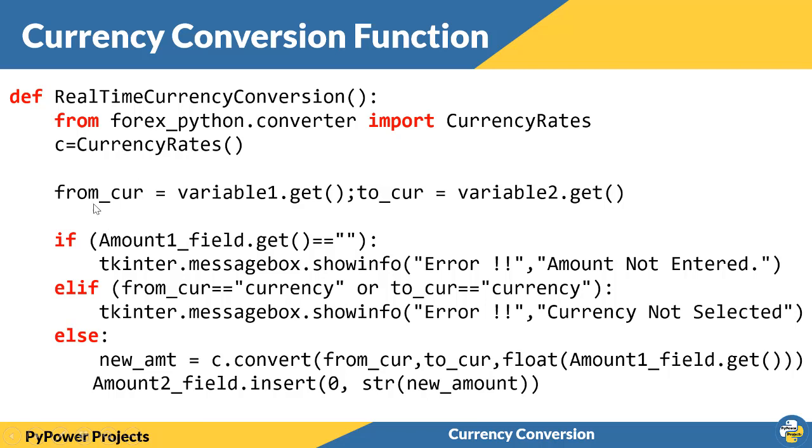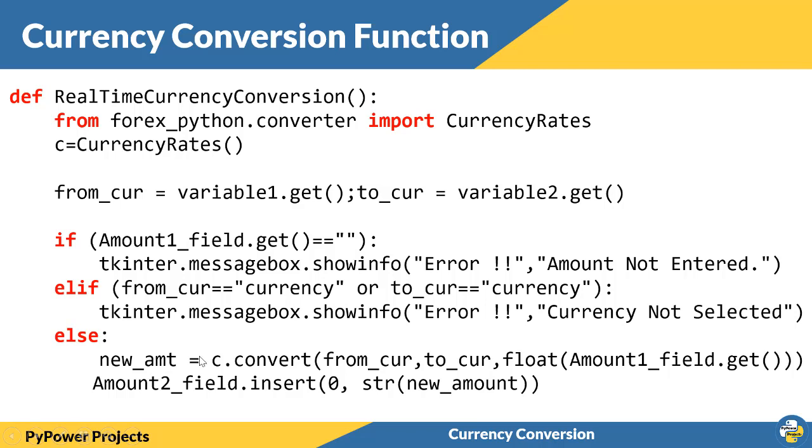Then these are two variables, from currency and to currency. We have to fetch the value that the user has selected. So by the .get method we can select it, and if amount 1 is empty, then you have to show an error info. Otherwise, if from currency or to currency is not selected, you have to show an error message that currency is not selected. And if all of these are present, then we have to convert it.